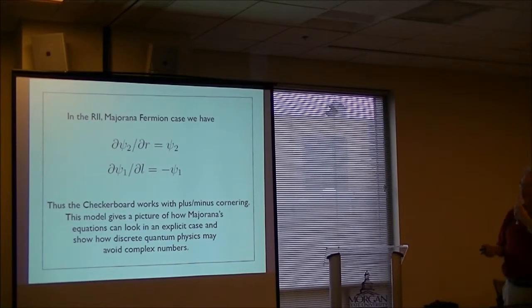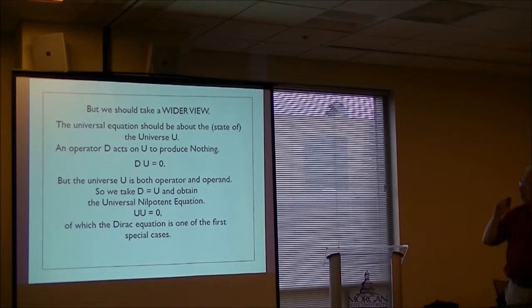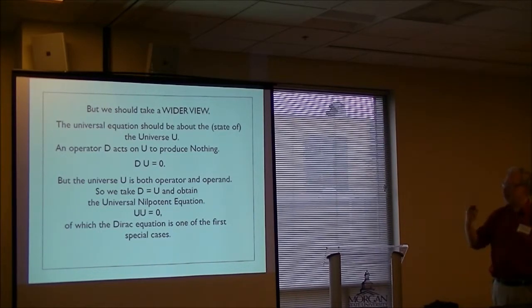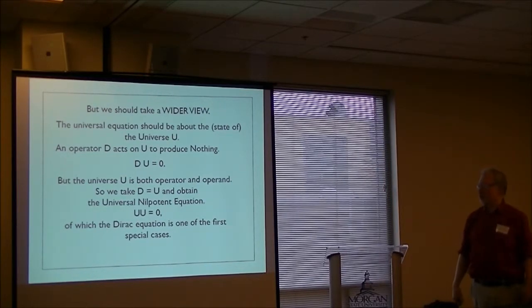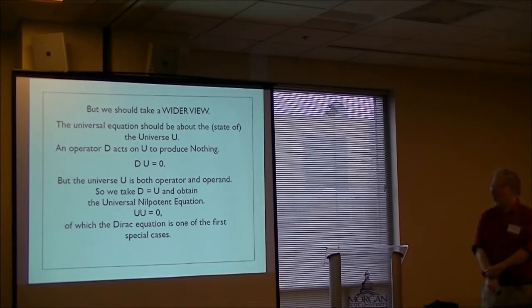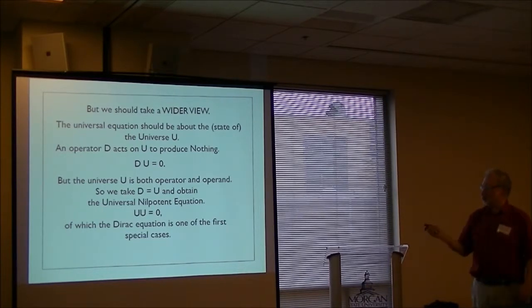So it may be possible to extend that notion into three dimensions, or two plus one dimensions. And then a wider and more general view, getting back to the beginning about distinction, is certainly this: the universal equation should be about the state of the universe, and an operator should act on the universe to produce nothing. But the universe is both an operator and something that is operated upon, so we should take the universe to be the operator, and then you get the universal Newtonian equation, U squared is equal to zero, of which the Dirac equation is one of the first special cases.